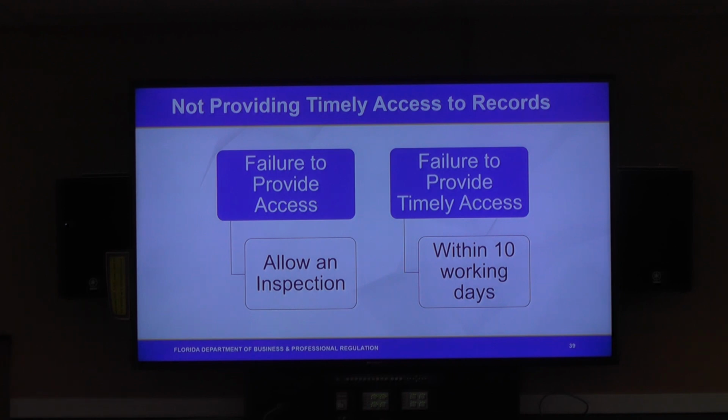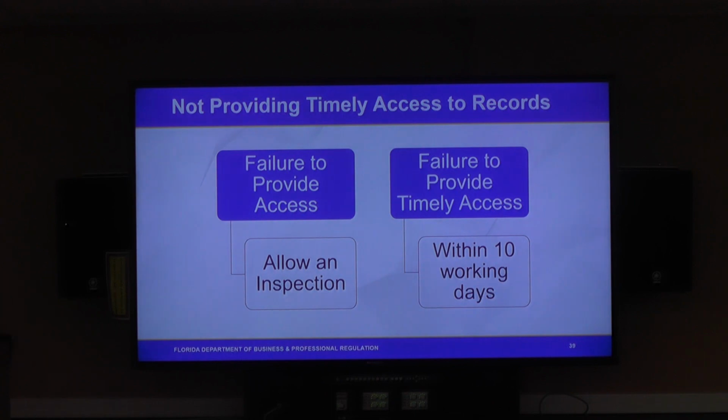I hear some board members allow access, and when the unit owner comes in, the board members just show the room and say, go look for yourself. So you allow access. You don't have to hand them the records.